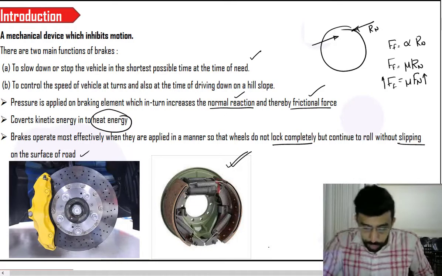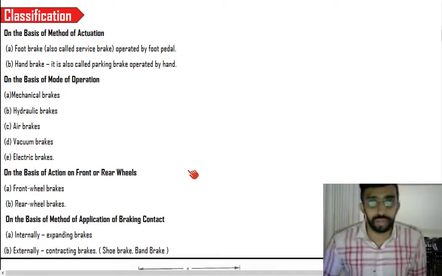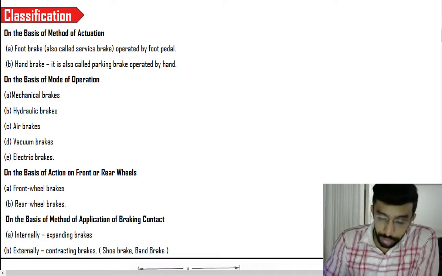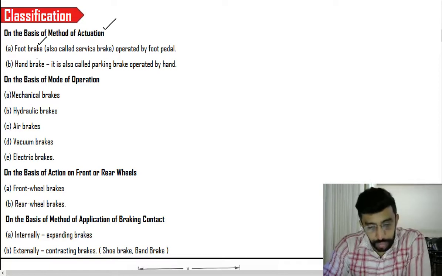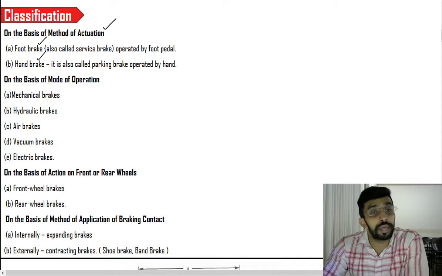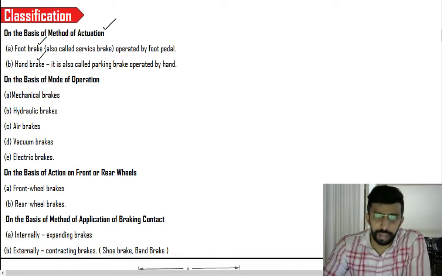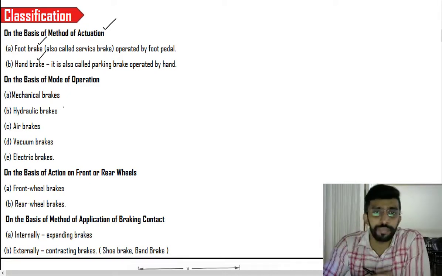Now moving into the classification. We can classify the brakes by different methods. One is by the method of actuation. We have foot operated brakes and hand brakes, and these two types of brakes are mostly available in our cars and automobiles. We have a hand brake and we have a foot operated brake. We are using these brakes not only in automobiles but also in many applications, in lifts, hoisting drums, and many places where we have to apply the brake.